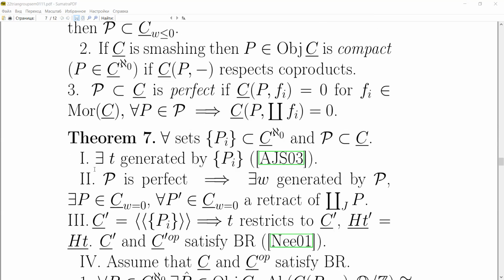Okay, now some existence statements. So any set of perfect objects generates a t-structure. This is a well-known statement of Spanish mathematicians. I am not quite sure how to pronounce their names, and which parts of these names should be included. Sorry. And for weight structures, any perfect class generates a weight structure. And actually, in this case, you may say that you have a single coproduct generator of the heart.